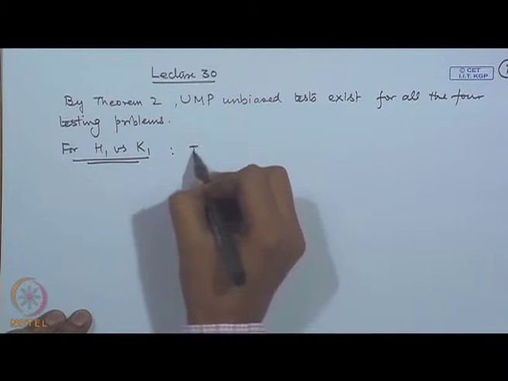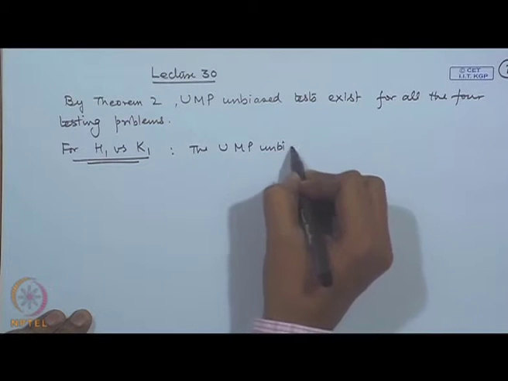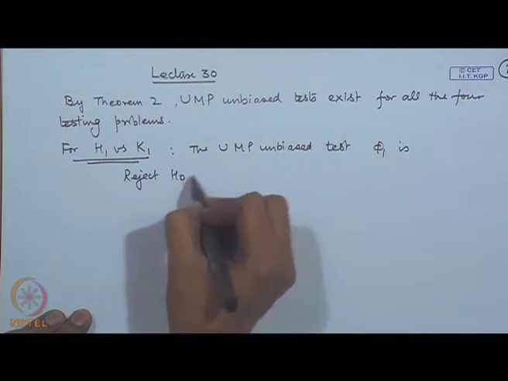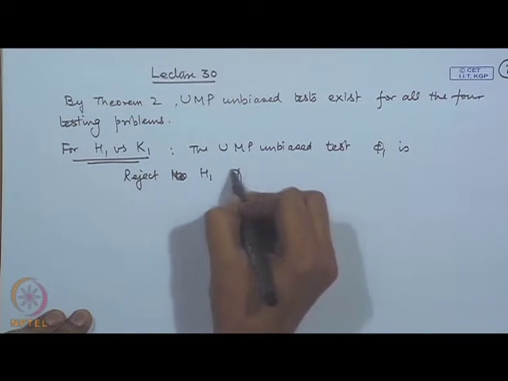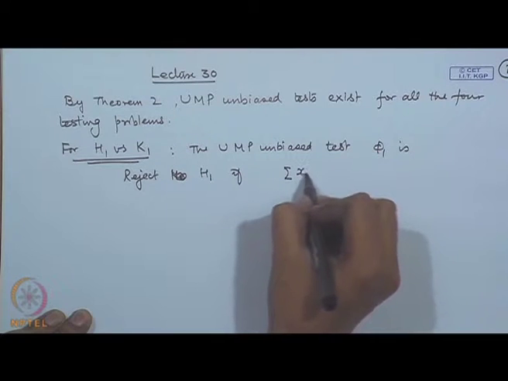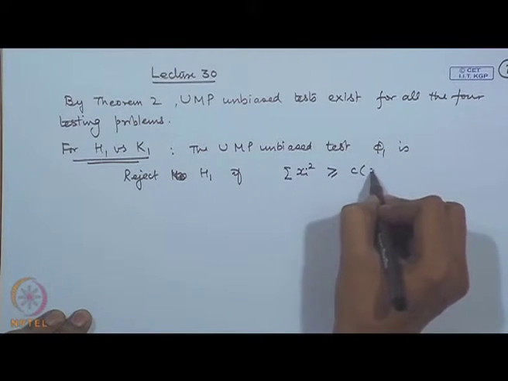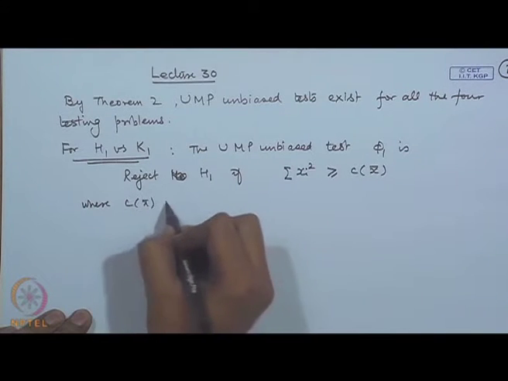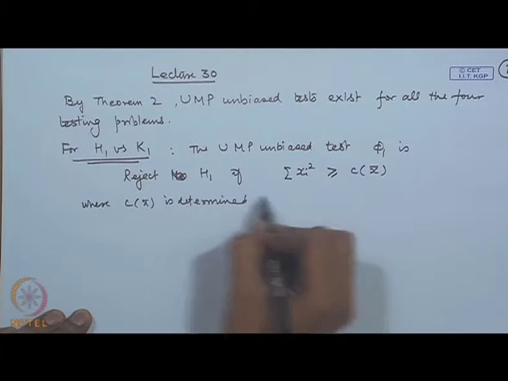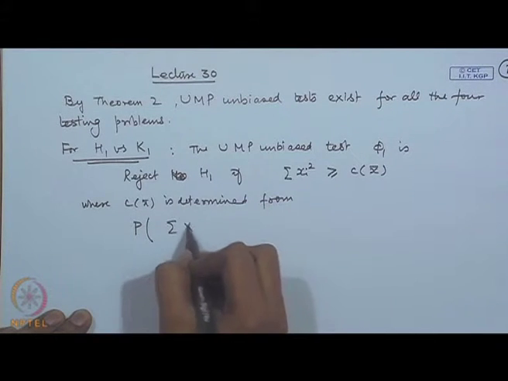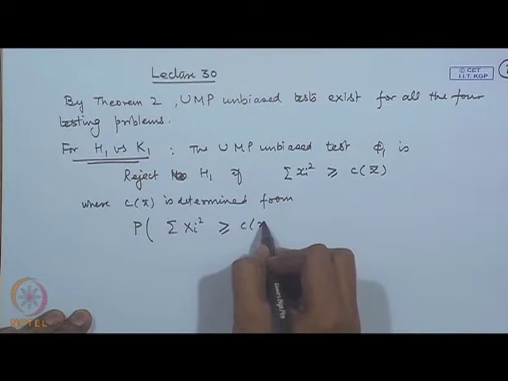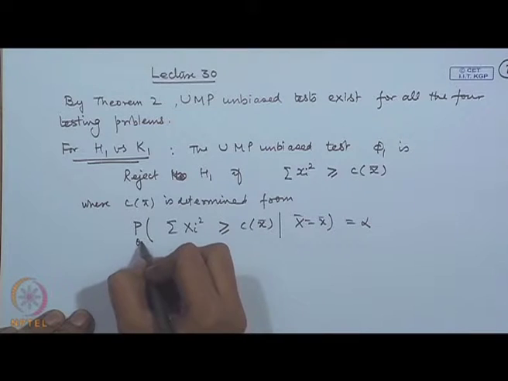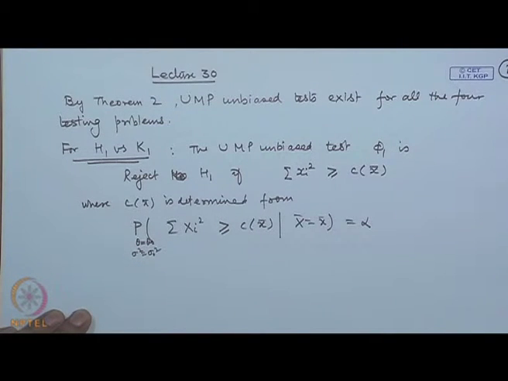So, the UMP unbiased test, say phi 1, is reject H naught if u, that is sigma x i square, is greater than or equal to a function of t, that is x bar, C(x bar), and this C(x bar) is determined from the probability of sigma x i square greater than or equal to C(x bar) given x bar equal to small x bar is equal to alpha, when theta is equal to theta naught, or say sigma square is equal to sigma naught square.